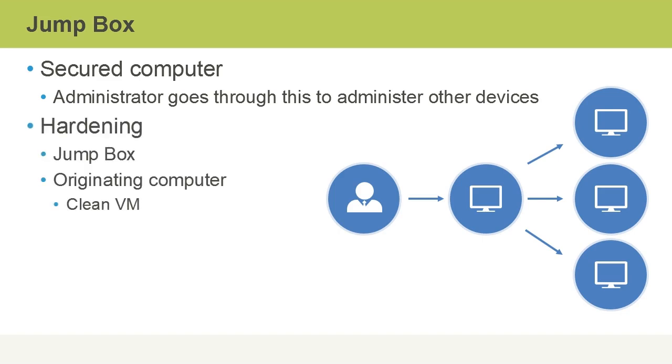Now, we must make sure that we harden the jump box itself, which is a computer through which admins go to administer other devices, but also hardening of the originating administrative computer is also very important, where we might use a clean virtual machine whose purpose is only administration. Nothing additional gets installed on it.